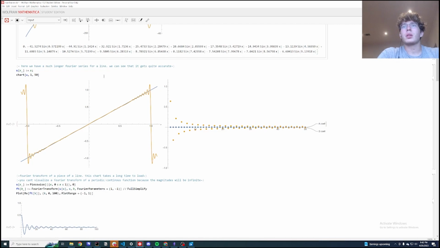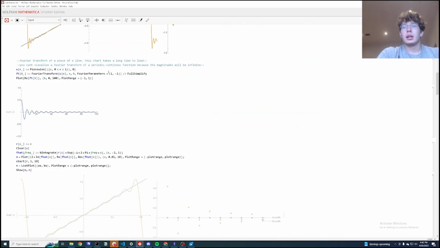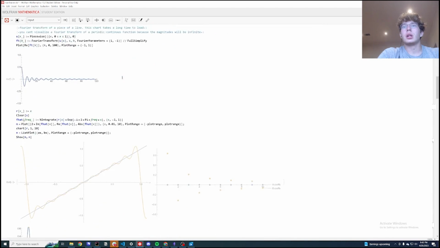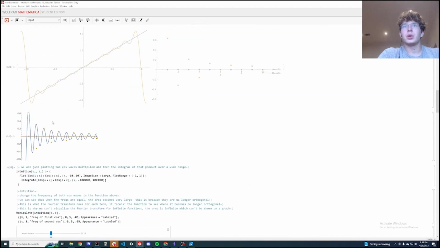And then here we have a Fourier transform of a line. We can see that it's pretty similar to the coefficients. I'm not exactly sure how the coefficients relate to the Fourier transform. The shape is the same, but the values are not exactly the same. So that's something I need to dig into further. You can see here they're superimposed, and you can see they're quite similar.